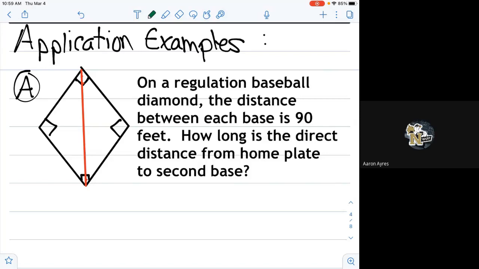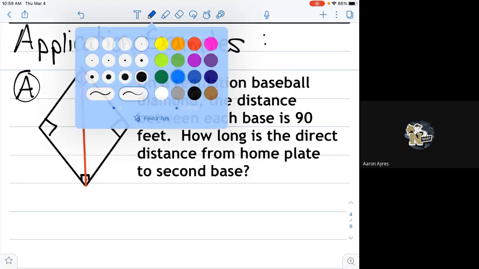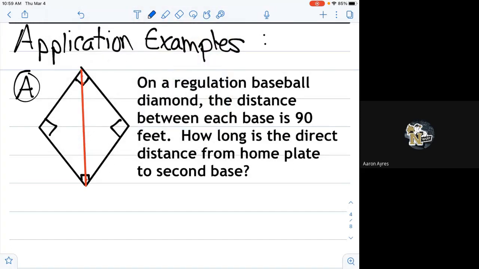So that means the red line is what value, kids? A, B, or C? C. Very good. And that means the black lines, the legs, are what value? And how long are they?